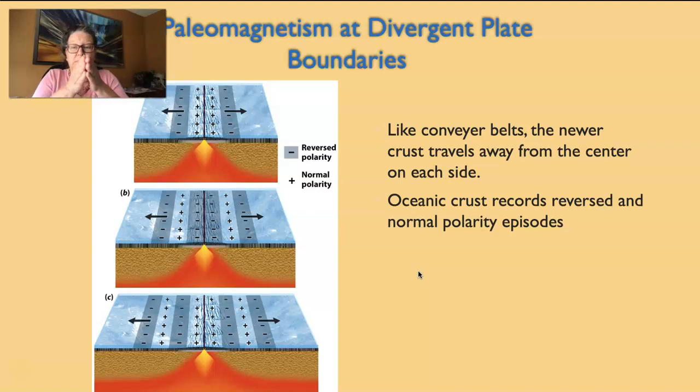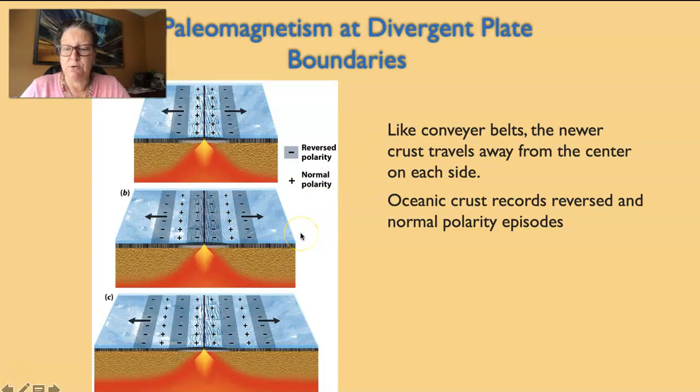Remember, new material wells up, forms new seafloor, and moves out to the side. We constantly have new seafloor forming at spreading ridges. And so like a conveyor belt, the old crust moves to the side and new crust forms in the middle. So here's a cartoon showing 3 different time periods. This one shows positive signs where new seafloor is spreading and recording normal polarity, like today. And what's been pushed to the side is older crust that had been recording reverse polarity.